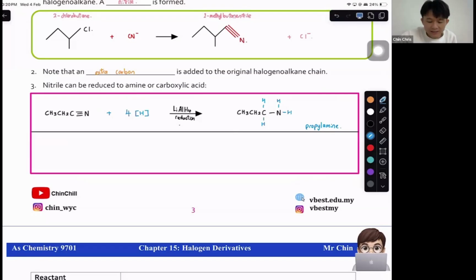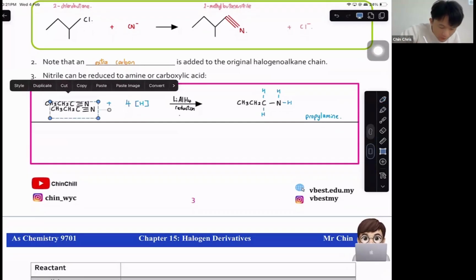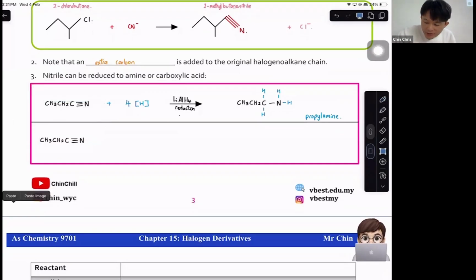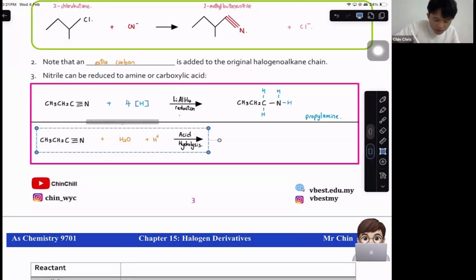Okay, guys, let's say if you don't want to reduce it to turn into amine, I can also turn it into a carboxylic acid. This time, if you want to turn it into a carboxylic acid, very simple. I just have to add H2O and H plus. And the reaction, we call it hydrolysis by acid, because we are adding H plus. So acid hydrolysis. Alright, so this could be the second reaction.